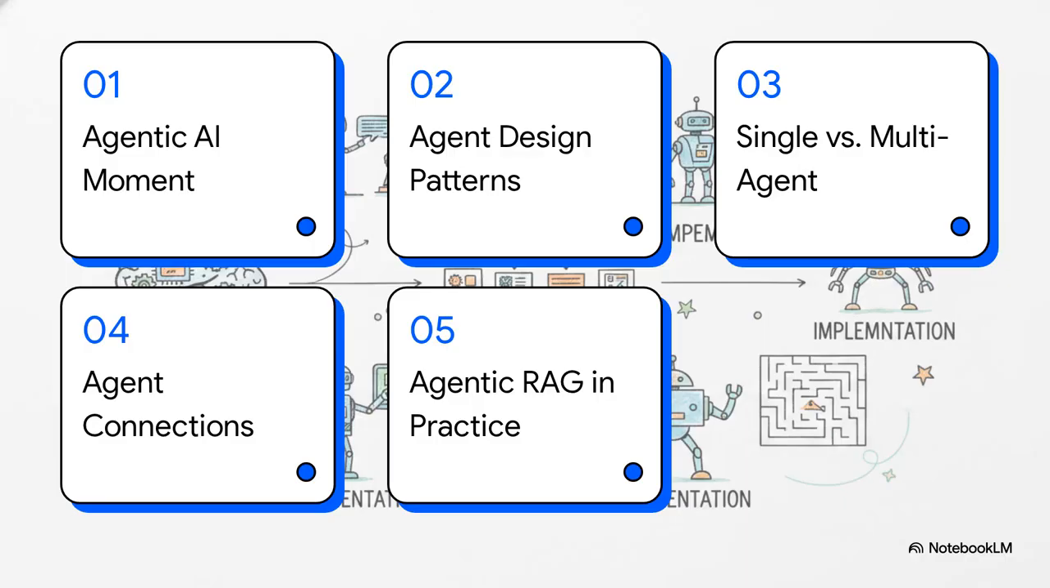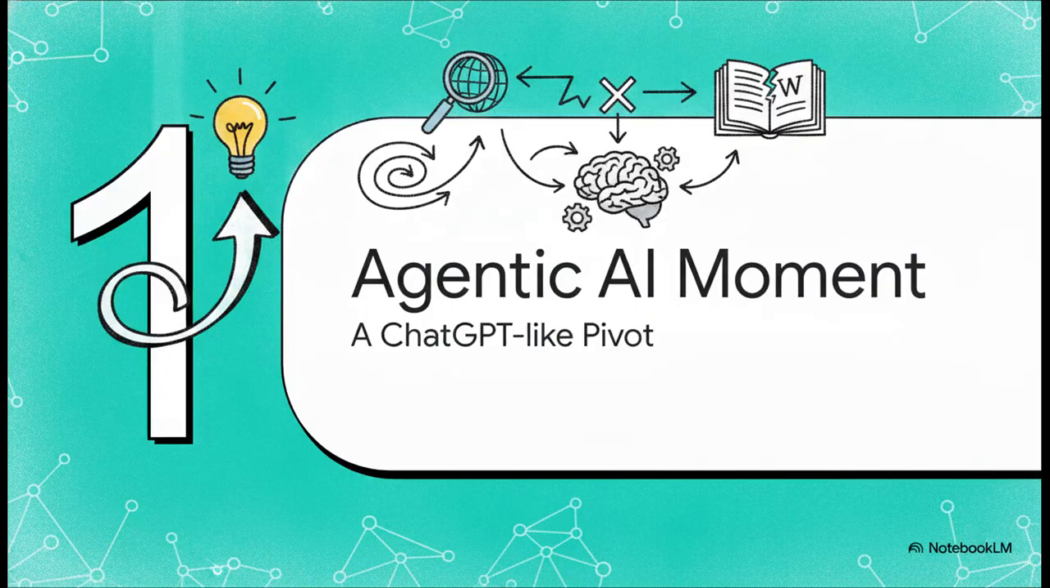Here's our roadmap for today. We'll start with the Agentic AI moment, move into core agent design patterns, tackle single versus multi-agent systems, look at standardizing agent connections, and finally explore Agentic RAG in practice. By following this path, we're basically going to trace a micro to macro evolution. We'll start right inside a single agent's brain and zoom all the way out to global interoperability protocols before bringing it all together.